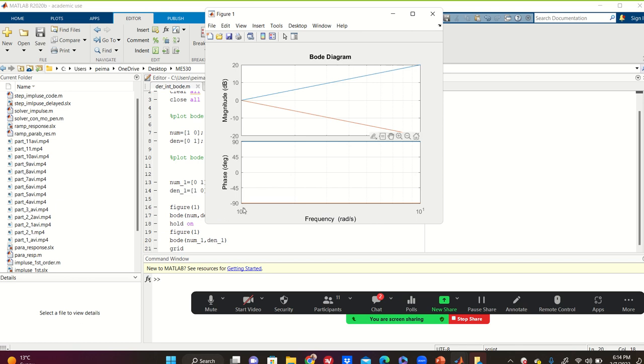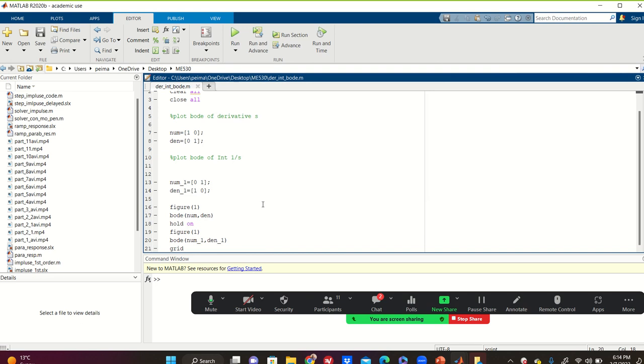It started from 10 to the power of 0, and we started from 10 to the power of minus 1. That's why they have different plotting ranges. See what I'm saying? As homework, try to plot both the S and 1 over S in Simulink. Don't forget, in coding we are using the closed loop transfer function. In Simulink you have to put the open loop transfer function of these. See what I'm saying? Yes?